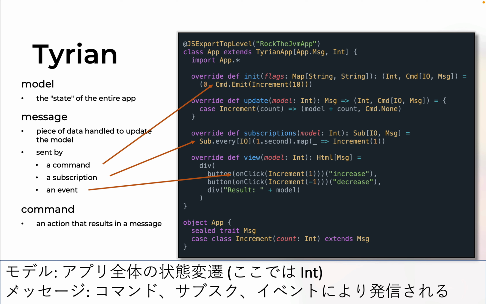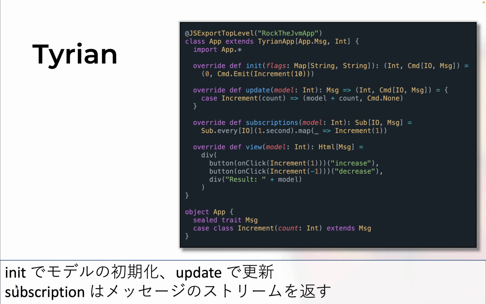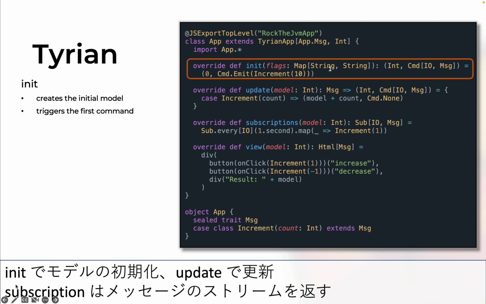Now, the concept of a command is the most general way that you can send a message, and a command essentially describes an arbitrary computation that results in a message. It can perform side effects, it can be a pure computation, it can be anything you want. It's essentially a wrapper over Cats Effect IO. Now, let me describe the core functions that you can use in a Tyrion application. The four functions of a Tyrion application are init, update, subscriptions, and view. I'm going to describe them in turn.